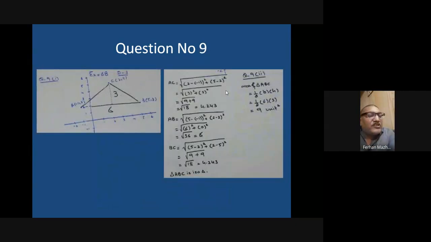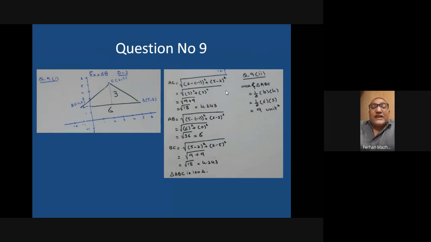The next question is question number 9. And in the question number 9, he says, show that the point A, which is minus 1 comma 2, point B, which is 5 comma 2, and the C, which is 2 comma 5, are the vertices of an isosceles triangle, and also find the area of the triangle ABC. So first of all, I have to prove that this triangle is an isosceles triangle. I have drawn those points on the grid so you can understand them easily.